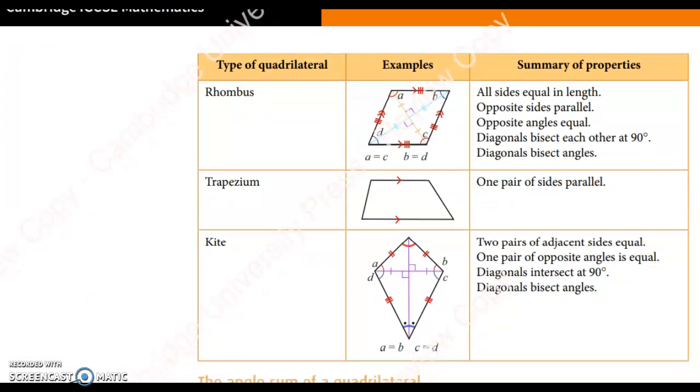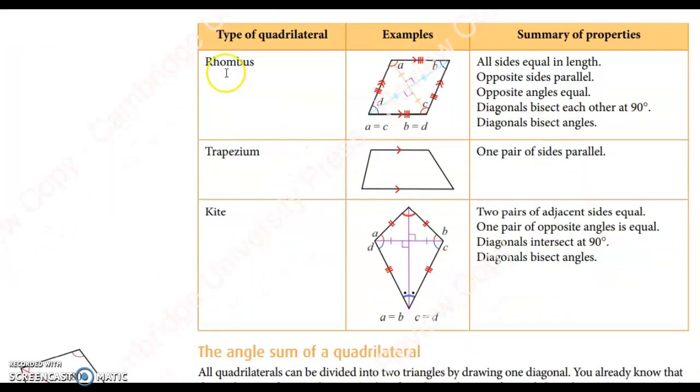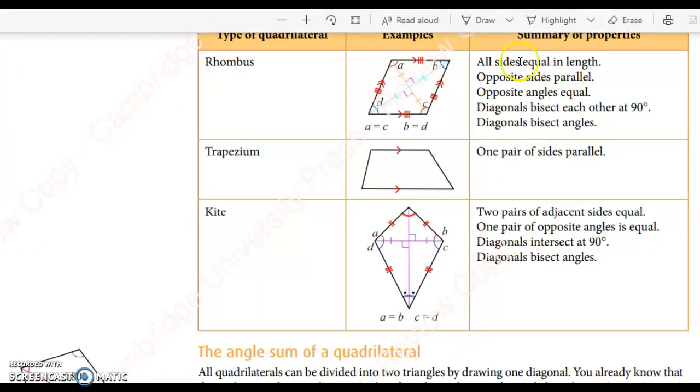Next, the fourth one that we have is the rhombus. The rhombus has the property that all sides are equal in length, same as the square. Opposite sides are parallel, then opposite angles are equal. Okay, and diagonals bisect each other at 90 degrees. Diagonals bisect angles.